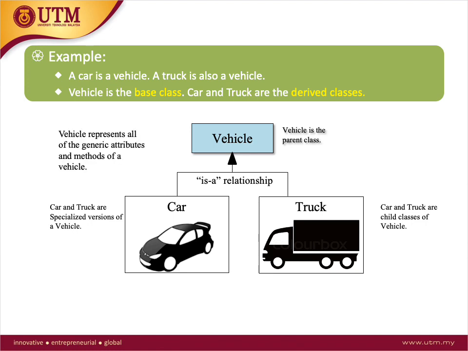So vehicle represents all of the generic attributes and methods of the vehicle, same as the example of the insect just now. If you look at this, this is the notation of inheritance. There is a relationship, and this is the base class, and this is the derived class, with this notation.